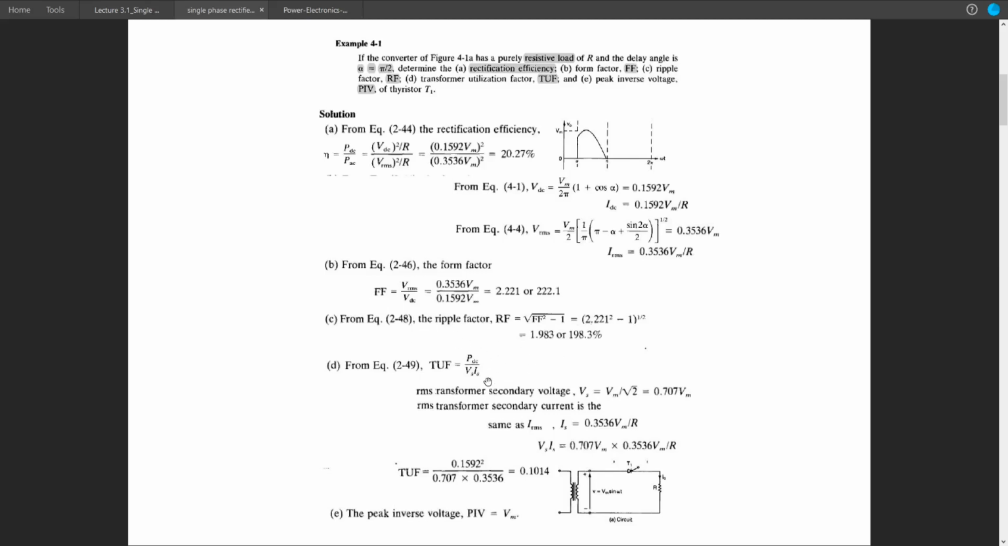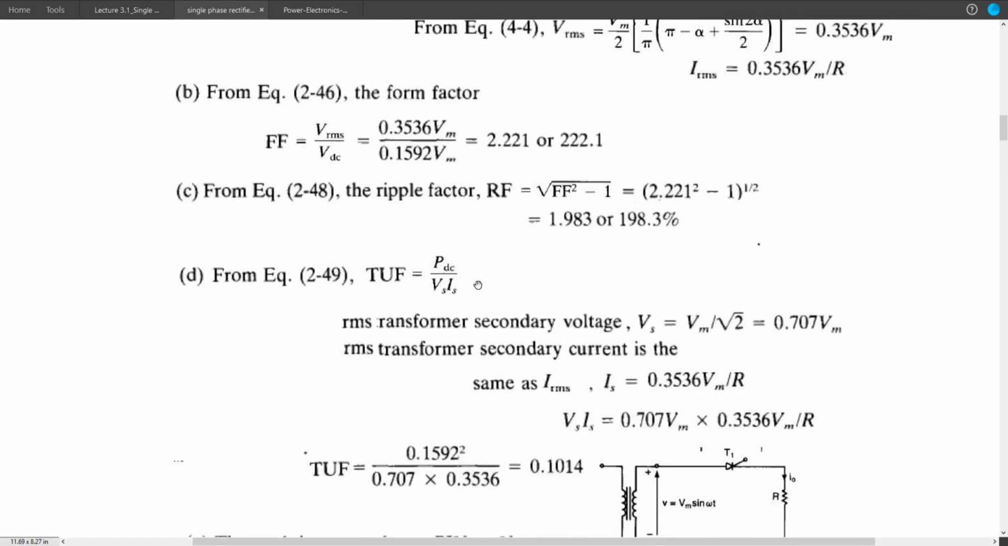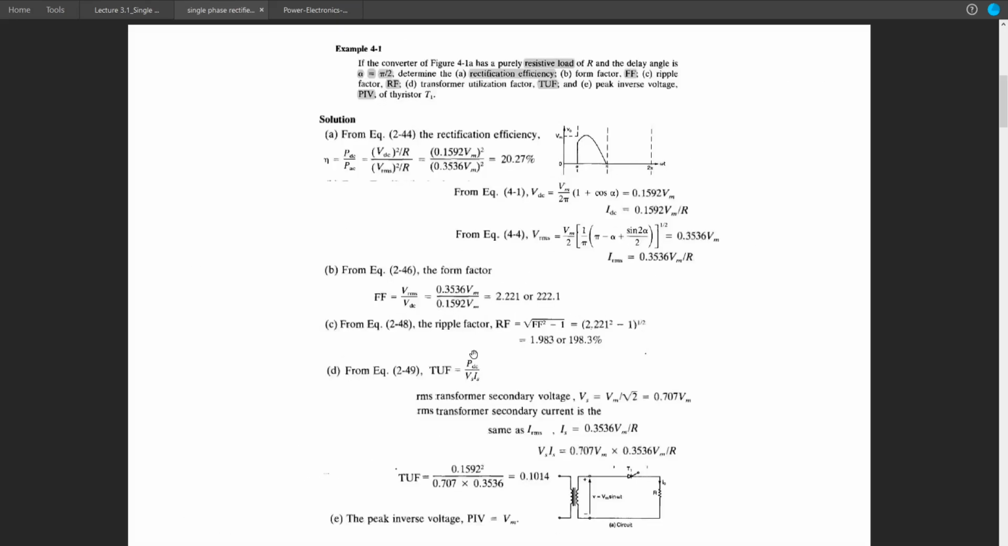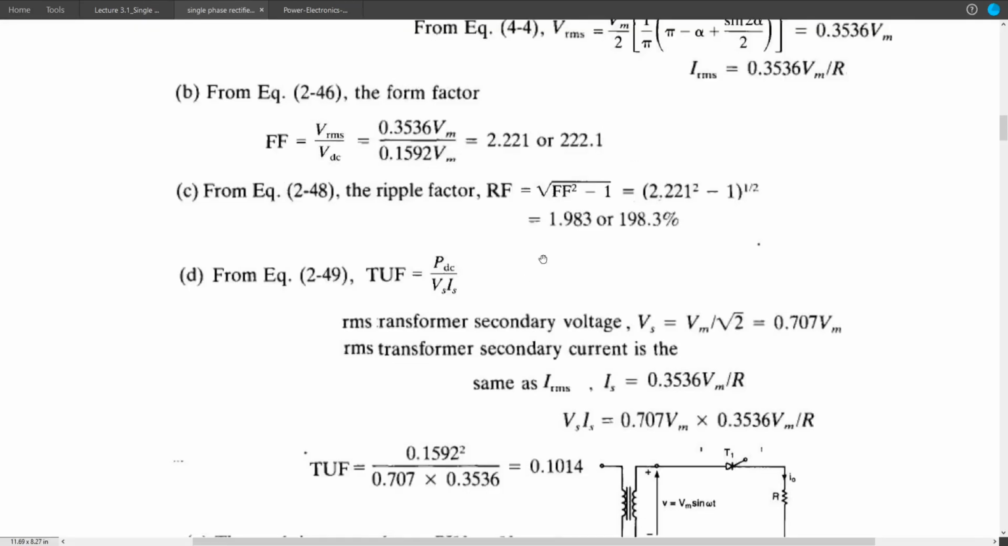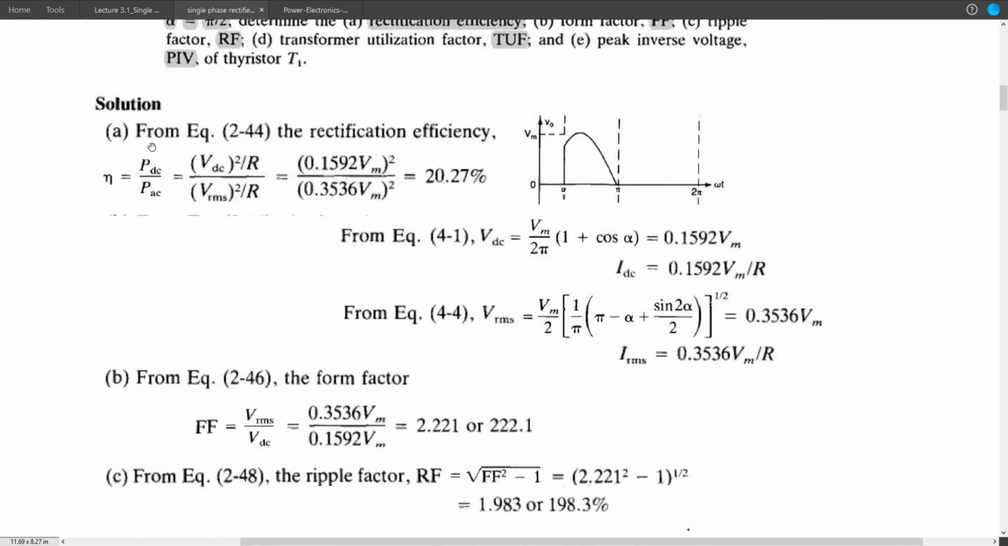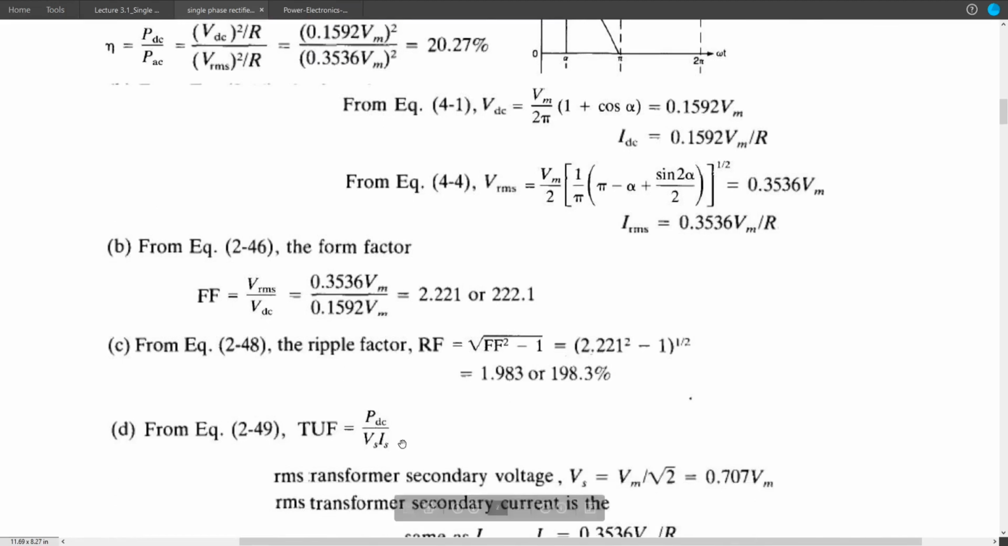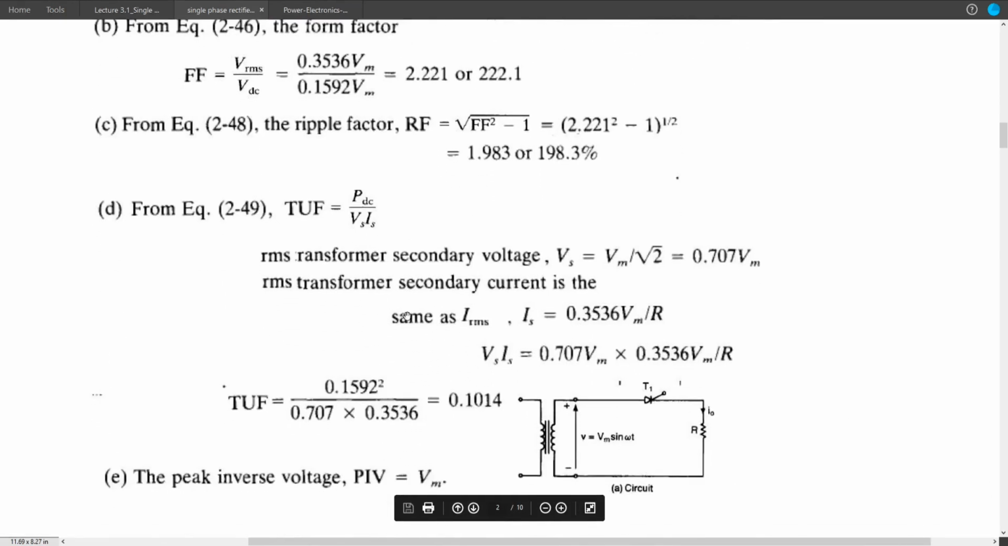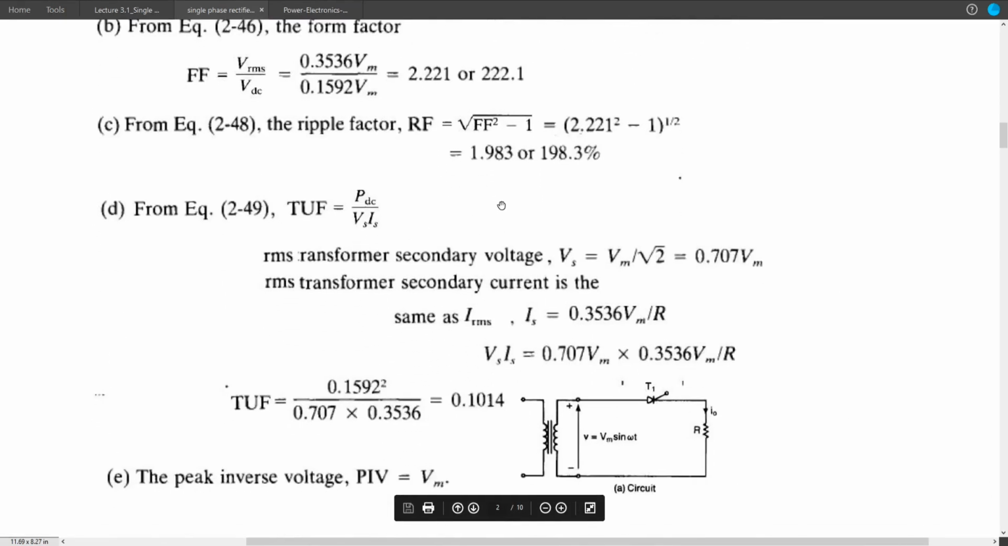Now here comes the tricky part, the transformer utilization factor. It is denoted by PDC by VSIS. If the value of DC component is greater, the value of transformer utilization factor is greater. Earlier we have derived the formula for PDC, which is VDC square by R. So we know PDC, but what about VSIS?